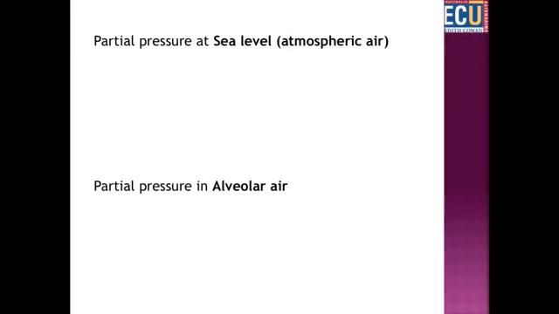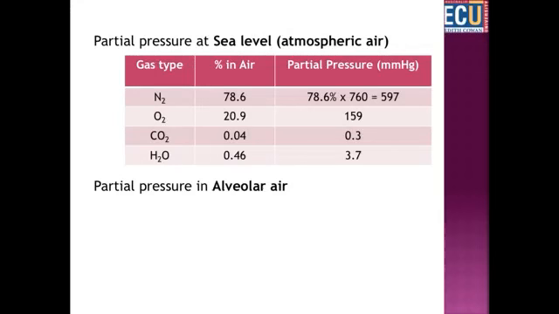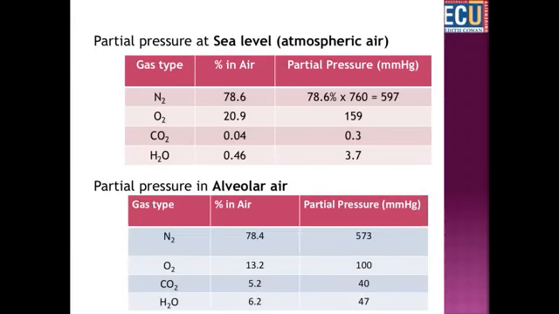So partial pressure at sea level is the atmospheric air. With atmospheric air, we can see nitrogen. We can look at all these here, guys, and I'm not going to talk them out to you. And we can also see this in alveolar air, so within our lungs. So it changes slightly, but it's very similar. Okay, guys, moving on. So just notice the oxygen content.